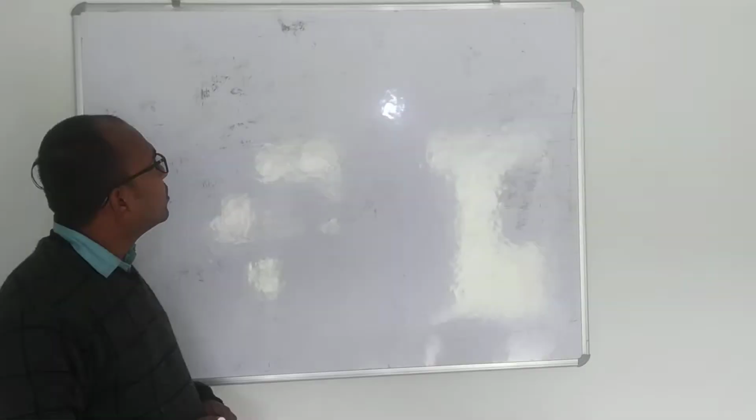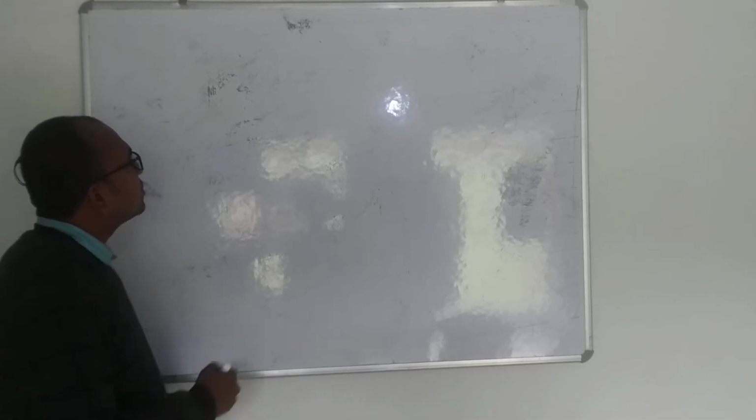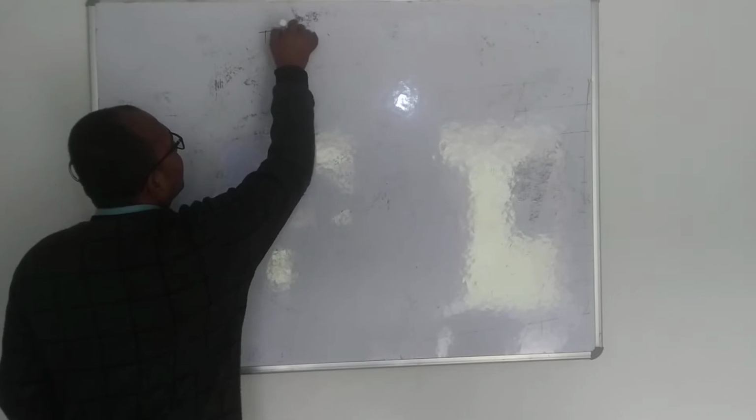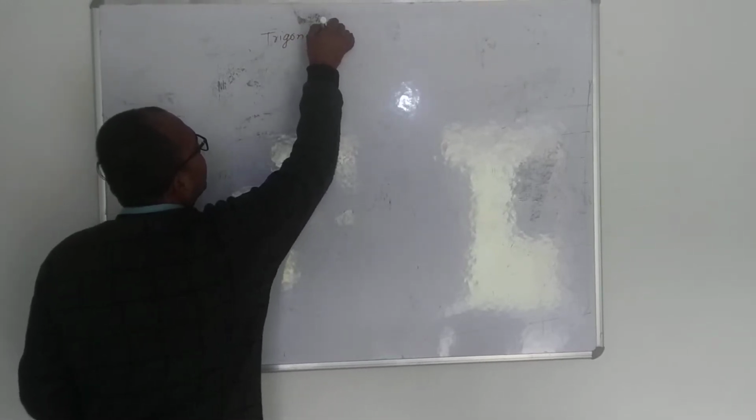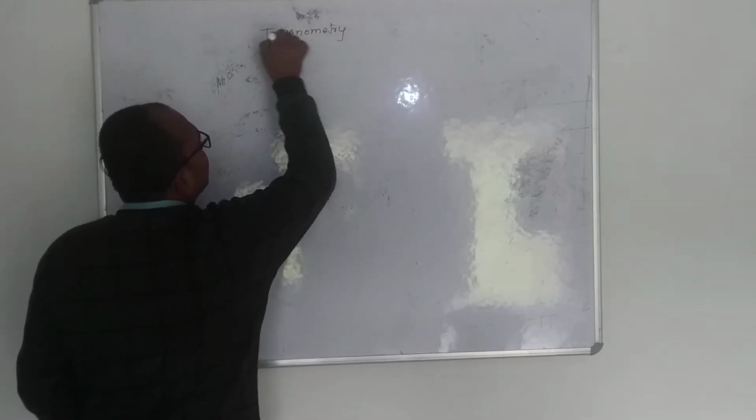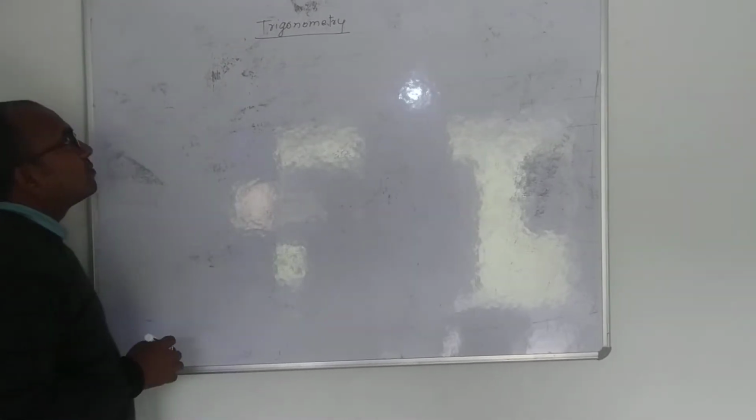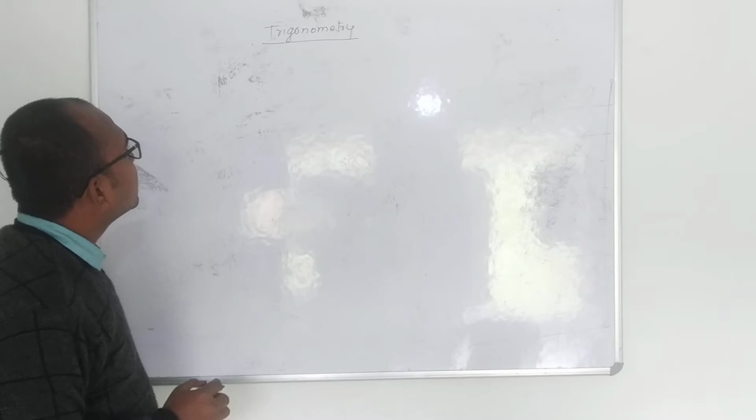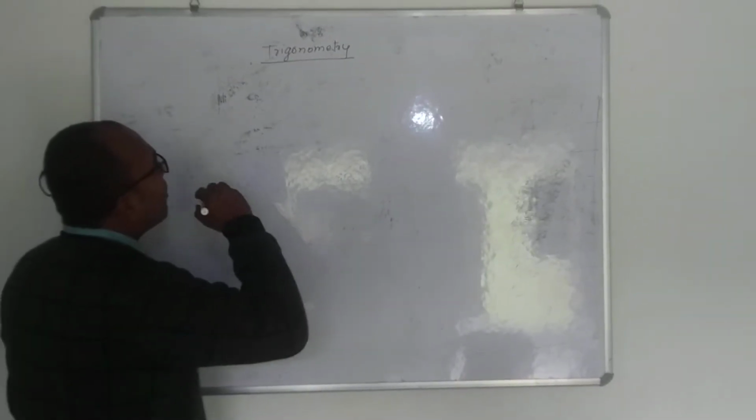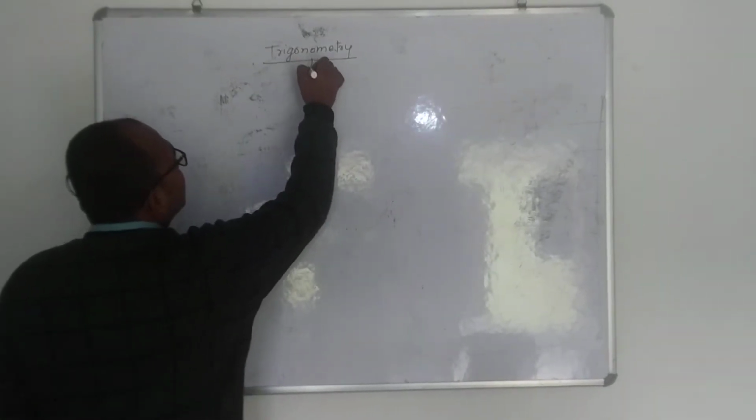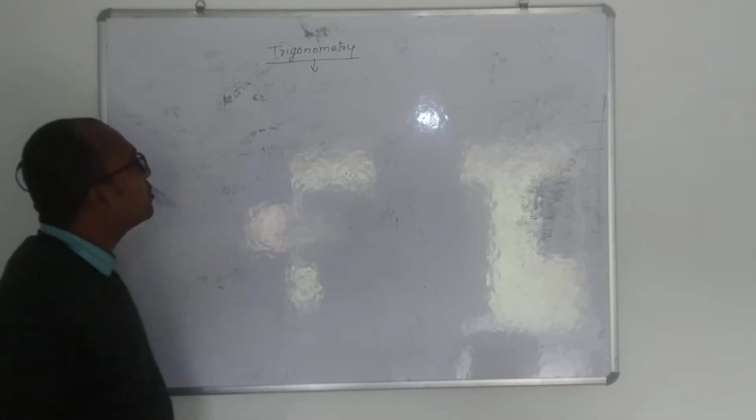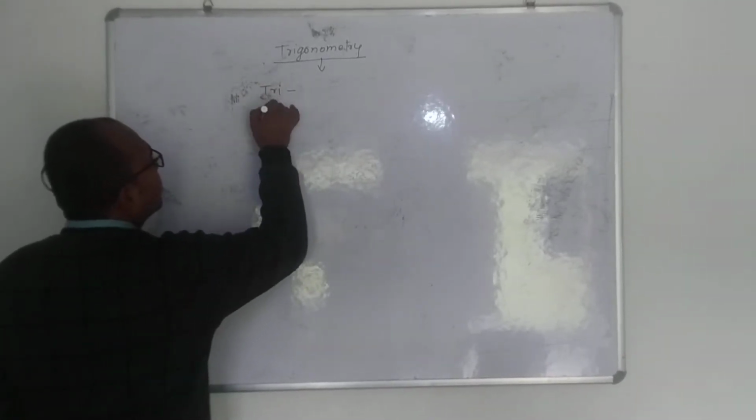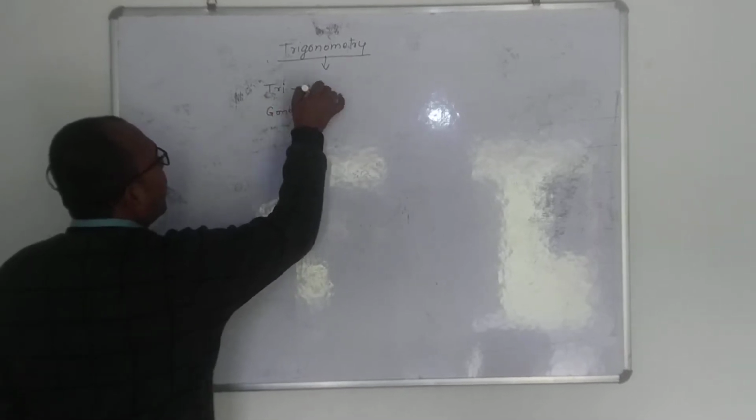Today we are going to deal with the chapter named trigonometry. In this chapter we are going to study about triangles, right? And we know very well that this word is made up of three Greek words: tri, gono and metry.